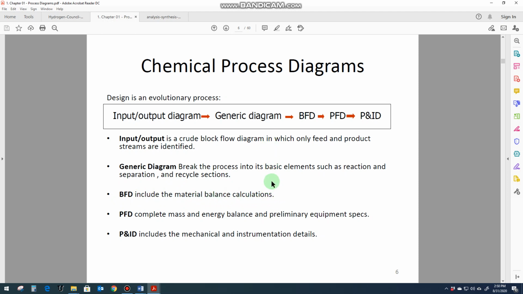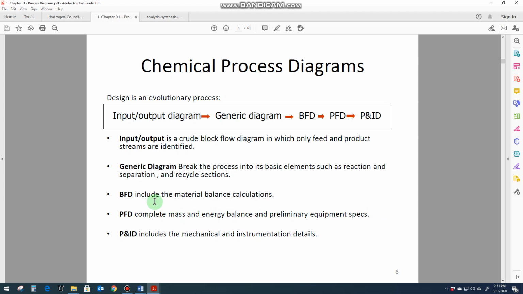Now you see that as you're moving downward, the information level is going to increase. Now in the block flow diagram, we have to provide the material balance calculations. Now when we move to the PFD, process flow diagram, then we have to provide the complete mass and energy balance and the preliminary equipment specification. For example, in the PFD, you will see the actual units in their actual form. You have to provide the mass and the energy balance, and what the equipment specifications are. Okay, what should be the inlet and the outlet temperature, pressure, conversion, and these kinds of things.